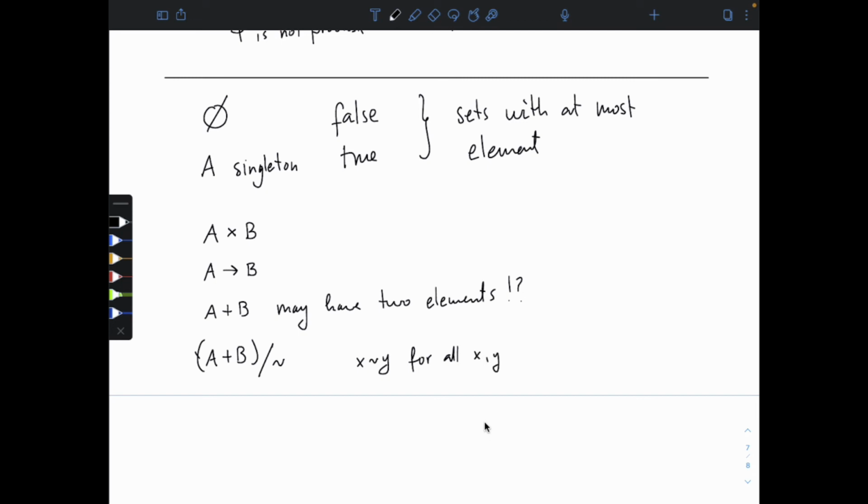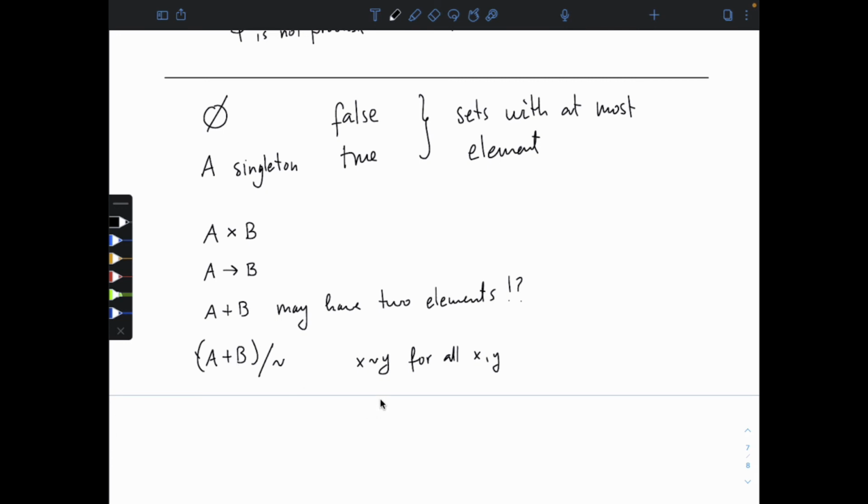Because now, let's think. If a and b are both empty, then I get empty, and the quotient of empty is empty, so false or false is false. But if one of them has an element, or both, then I will get a set which has one or two elements, but then I will quotient so that I get the equivalence classes, and then again I will have just one equivalence class, and I'm done. So you could also do OR this way.